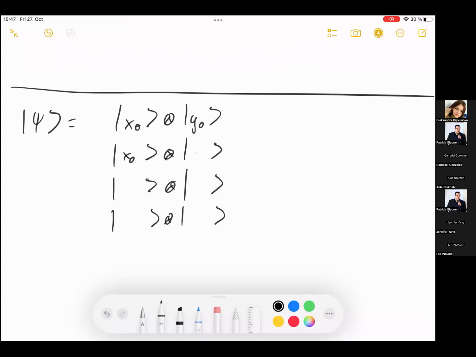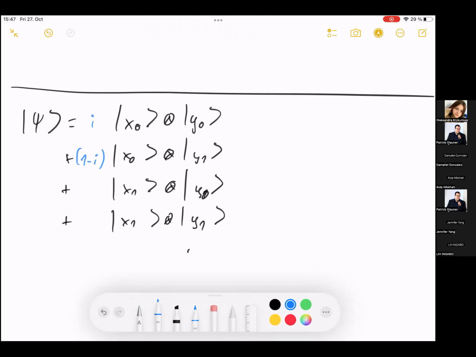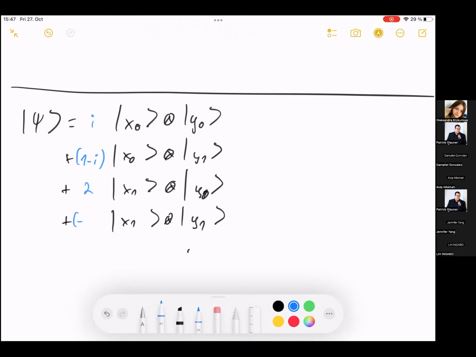So x0, y1, x1, y1, y0, x1, and y1. And now I'm putting in concrete complex amplitudes. The first one is an i, and then the next one is a 1 minus i. It's a 2, and a minus 1 minus i.